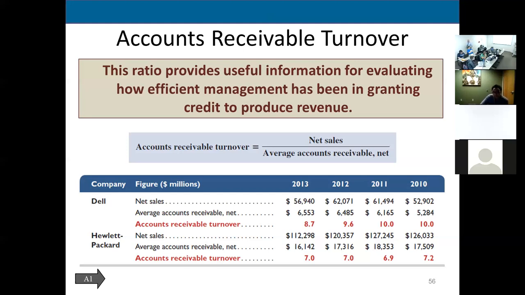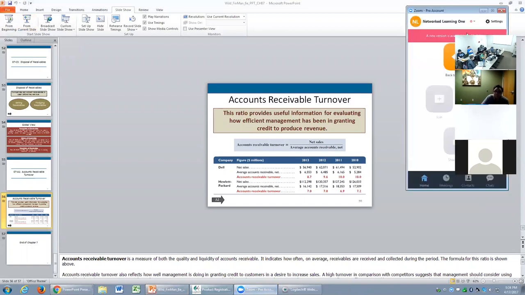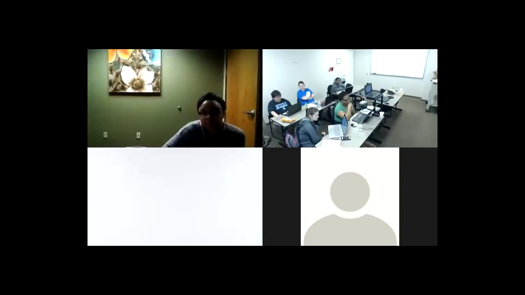Okay, so it says a low turnover suggests management should consider stricter credit terms and more aggressive collection efforts to avoid having its resources tied up in accounts receivable. Read that again. A low turnover suggests management should consider stricter credit terms and more aggressive collection efforts to avoid having its resources tied up in accounts receivable.